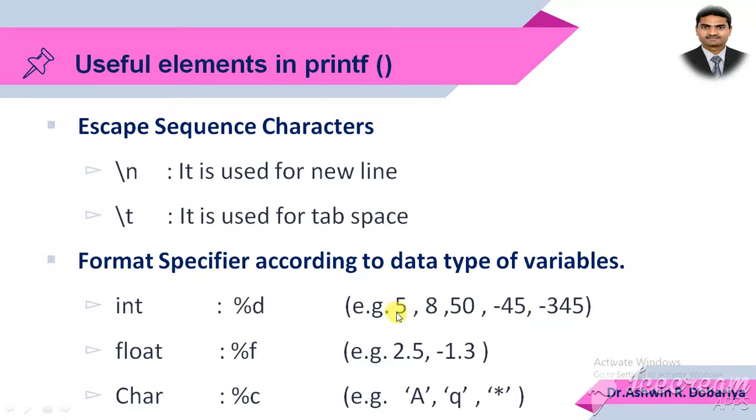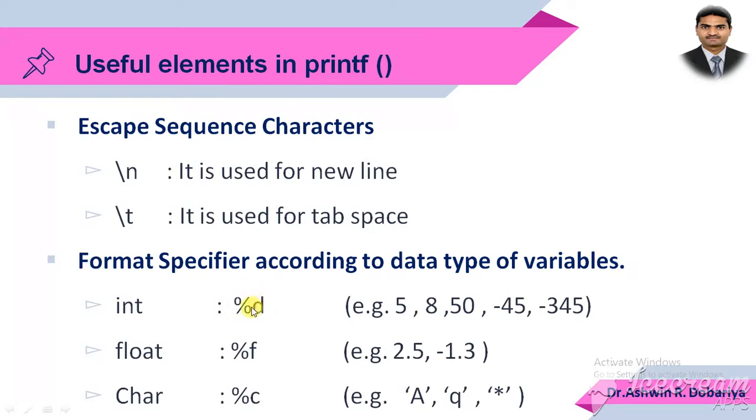Suppose your value is like 5, 8, 50, minus 45, minus 3, 4, 5, or any value which does not have a decimal point. A value which is not having a decimal point, or you can say a simple number without a point. If you want to store that simple number in a variable, then that variable should be declared as an integer data type. And for integer data type, the format specifier is %d.